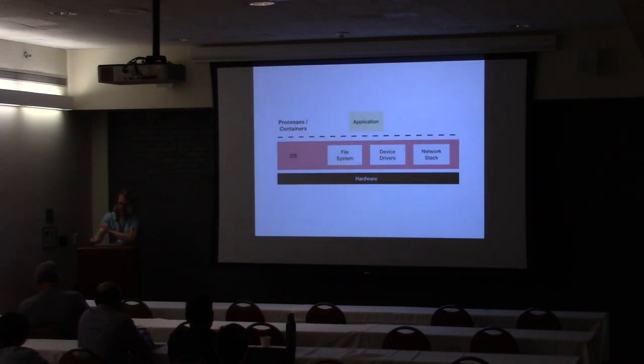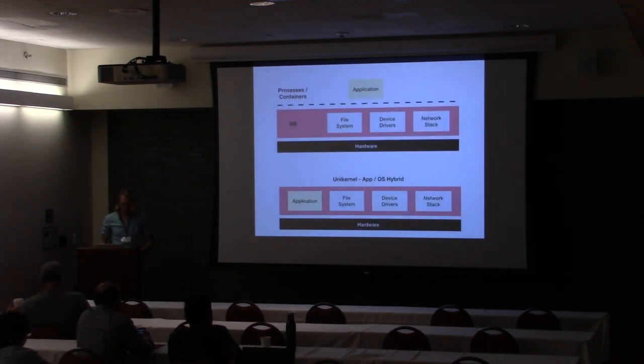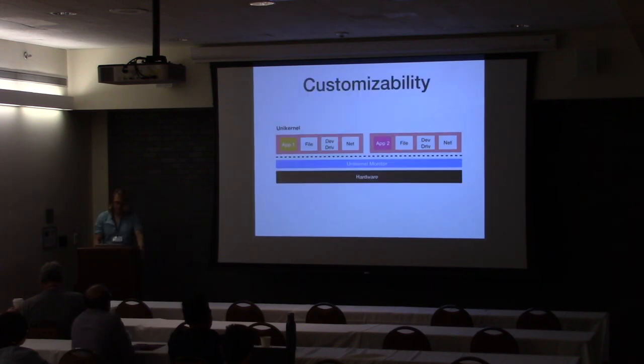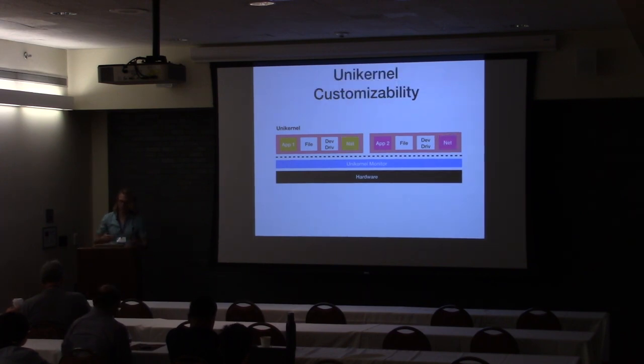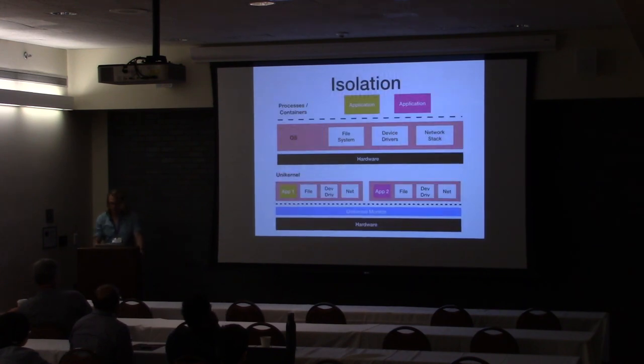So taking a quick tangent from cloud computing, for the purpose of a contrast, consider your standard application and monolithic OS breakdown. And contrast it with a unikernel. Here in the unikernel, we're embedding the application inside of a single address space with some system components, whereas normally they live in two separated domains. This gives us some cool properties. One of them is customizability. If you have two applications that both run, say, network workloads, one is sensitive to throughput, the other to latency, you can put in a custom network stack that's tuned to your application.